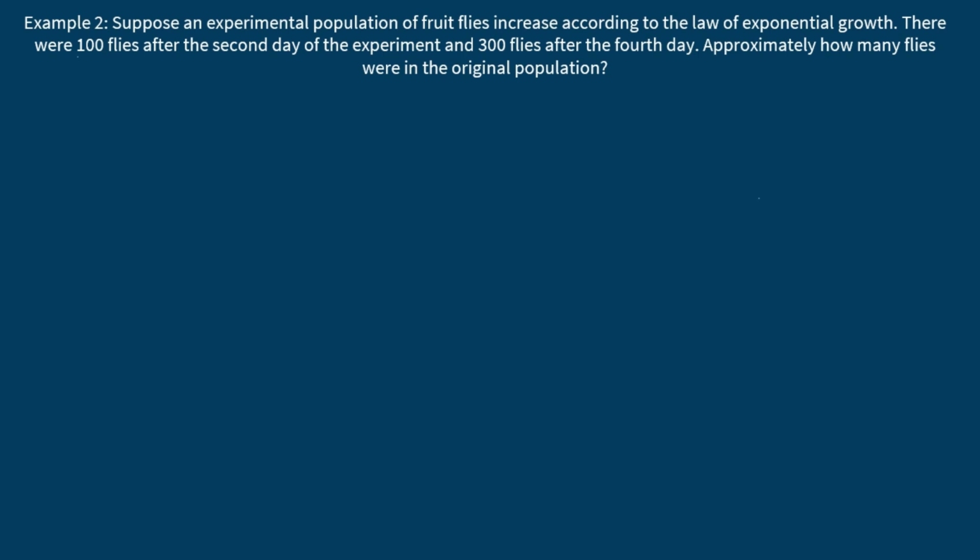Suppose an experimental population of fruit flies increase according to the law of exponential growth. There were 100 flies after the second day of the experiment and 300 flies after the fourth day. Approximately how many flies were in the original population?